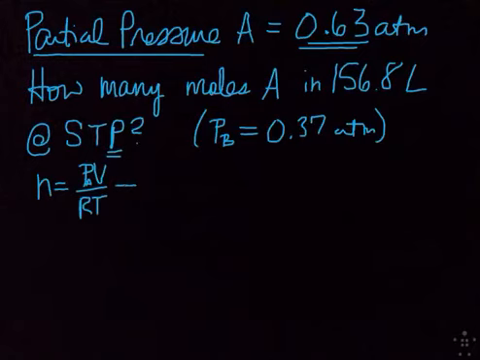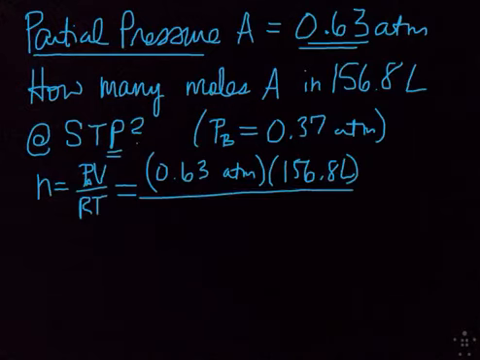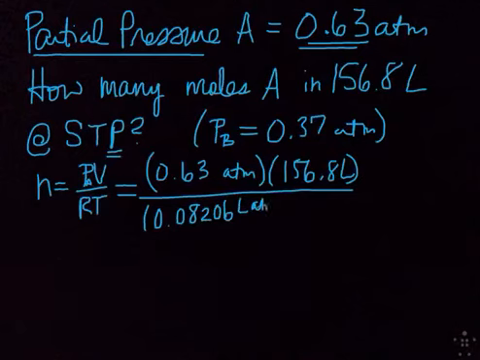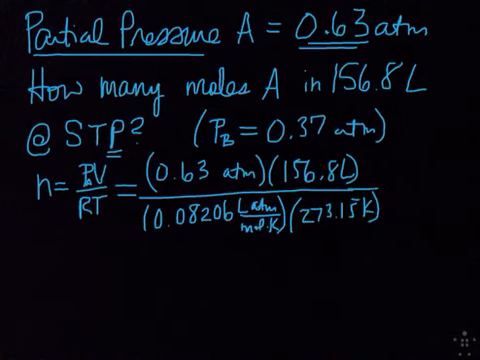But we don't need any of that because we just need to know about A, and so it's 0.63 atmospheres times our volume, 156.8 liters, divided by, we better have R in what units? Liter atmospheres, right? Liter atmospheres per mole K, times our standard temperature, which is 0 degrees Celsius or 273.15 Kelvin.